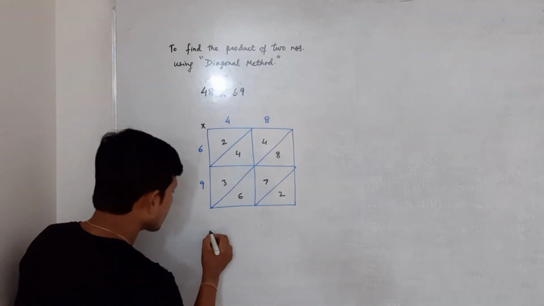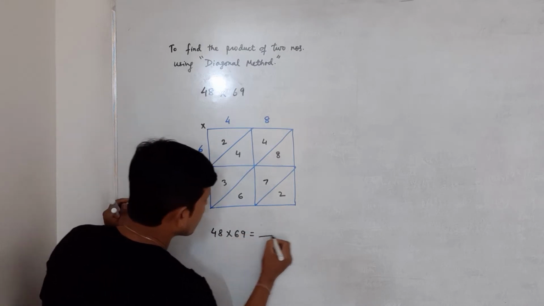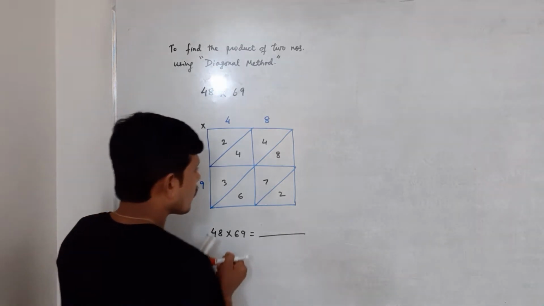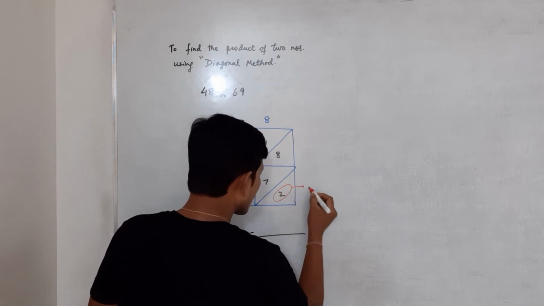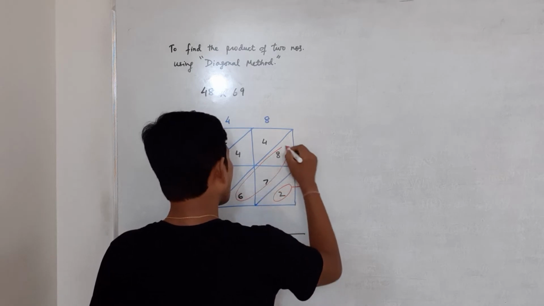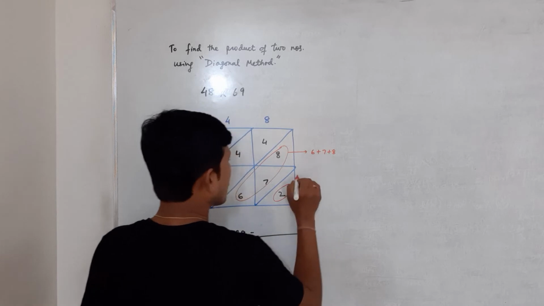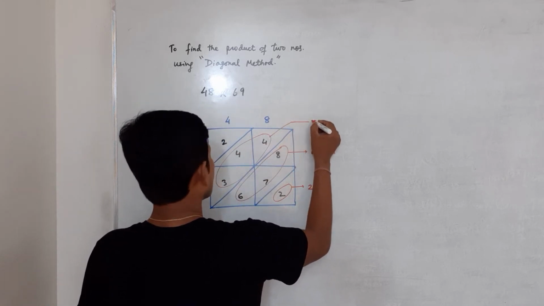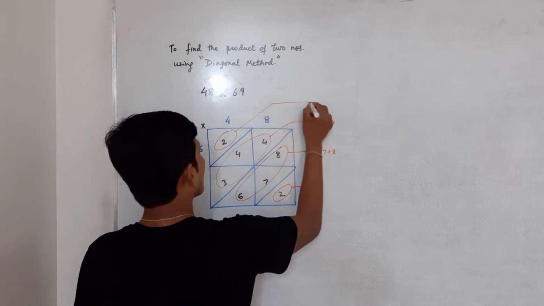What you have to do next? 48 into 69, you will get the answer over here. Now how to add up? In this diagonal region you have only 2, so I have a 2 over here. In this diagonal part you have 6 plus 7 plus 8, you need to add up. Over here in this diagonal region you have 3 plus 4 plus 4, and over here you have only 2.